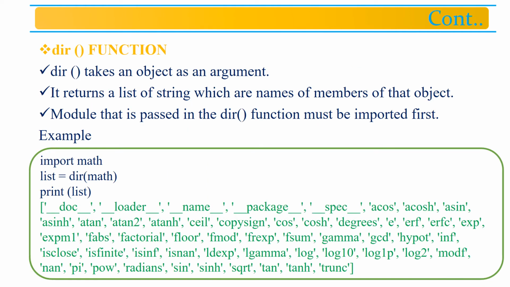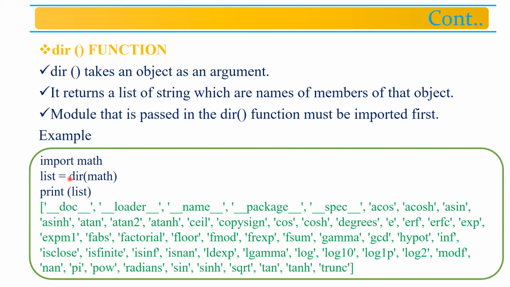The next one is the dir function. It takes an object as an argument and returns a list of strings which are the names of the members of that object. The module that is passed to the dir function must be imported first. For example, before we have seen the math functions; now with dir, I am going to see what functions are available in the math module. For this, first you have to import that particular module.